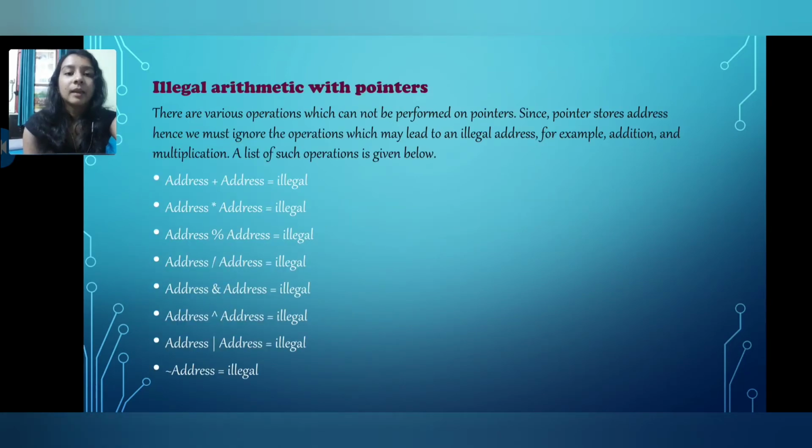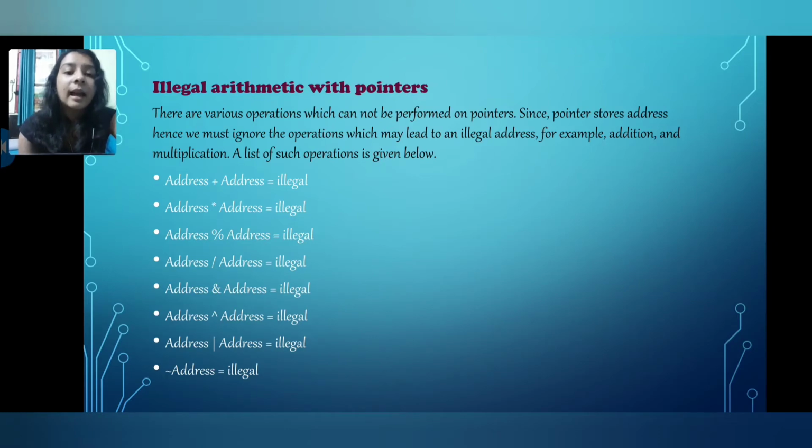Now, as we already discussed, subtraction, addition, incrementation, decrementation, and comparison are the valid arithmetic operations that can be performed on pointers. Now, given here are some illegal arithmetic operations using pointers. There are various operations which cannot be performed on pointers. Since pointers store address, hence we must ignore the operations which may lead to an illegal address. For example, multiplication. This is the list.